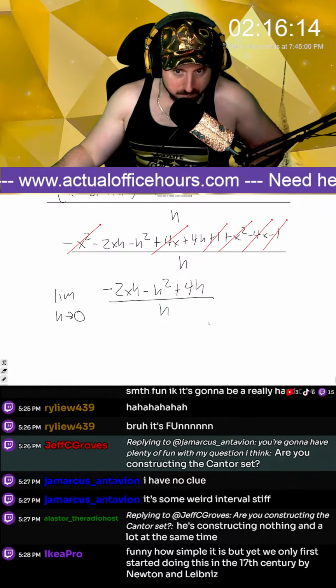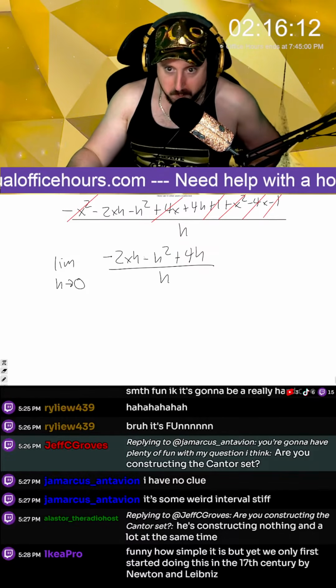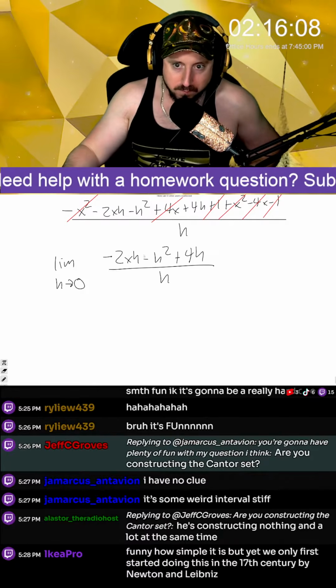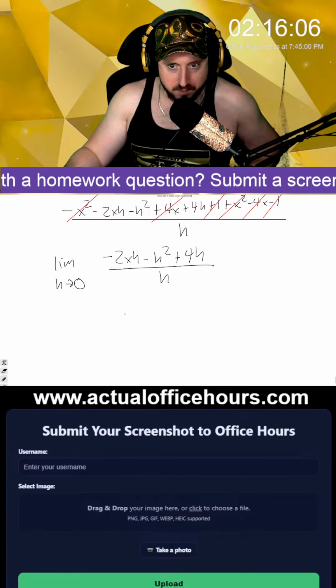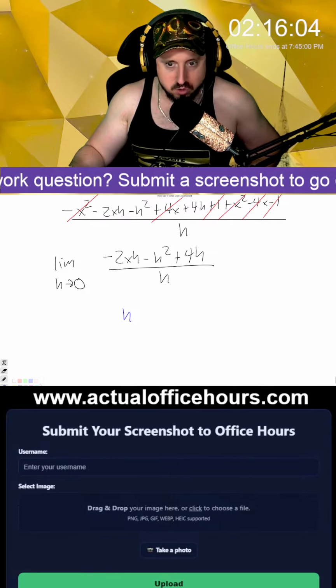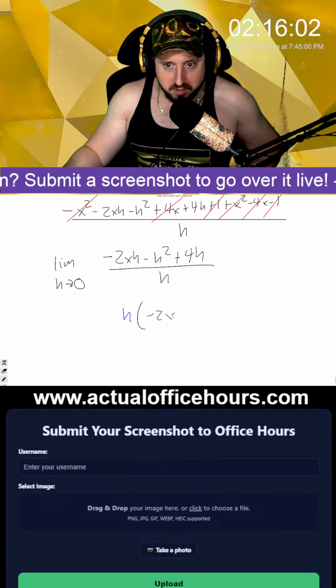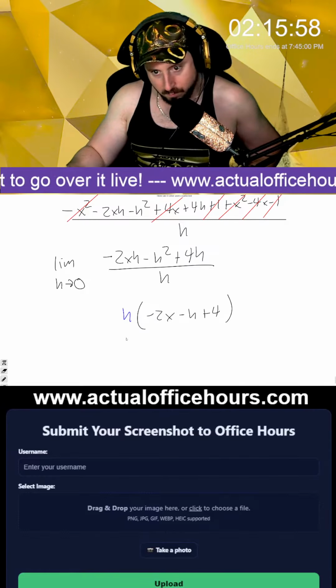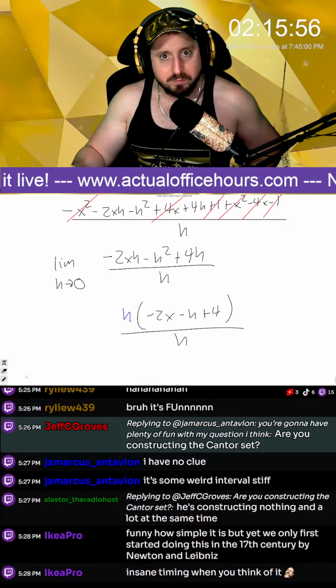Okay. Cool thing here. I can factor out h. This will almost always happen with the limit definition of derivative. We can factor h out of everything. So then I have h, and then this is negative 2x minus h plus 4, all over h.